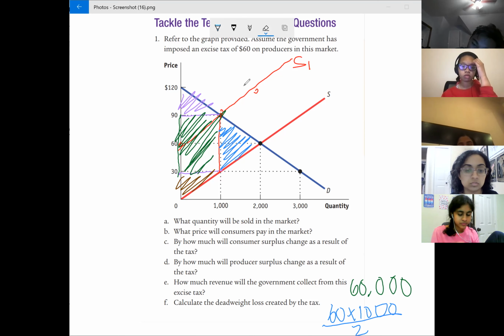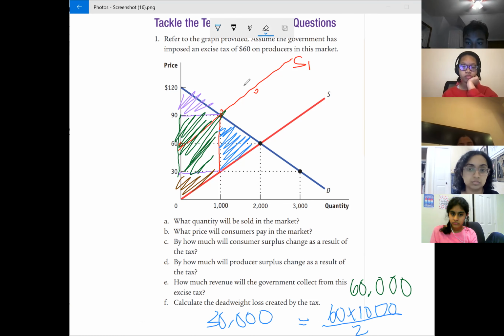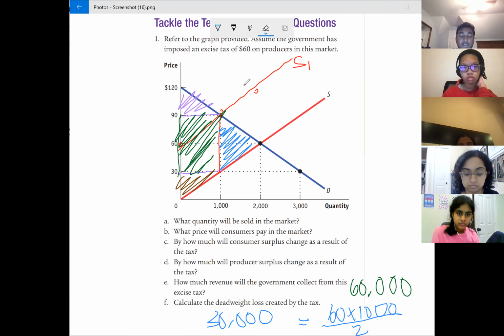Over 2. So that would be 30,000. So that is the complete FRQ from the textbook. So if you ever want to review that, you can revisit the resources.